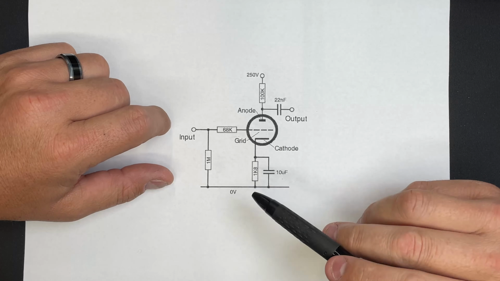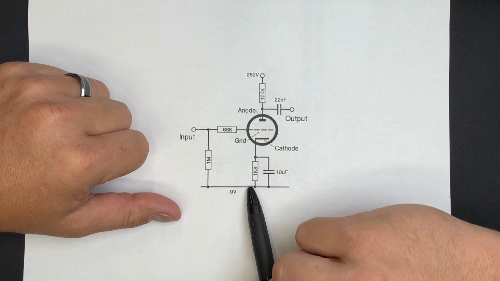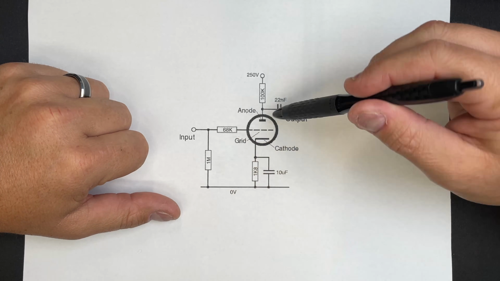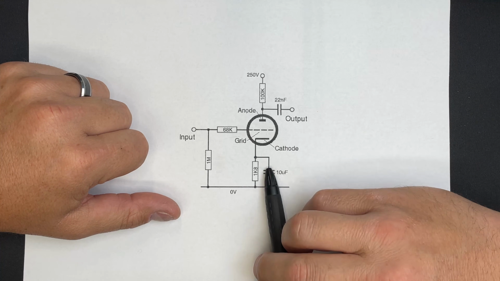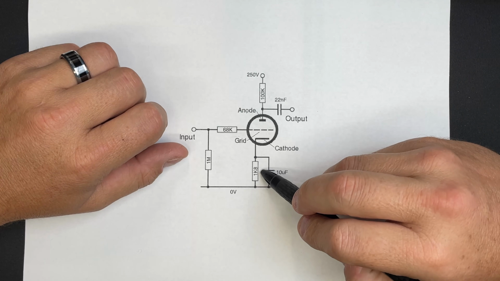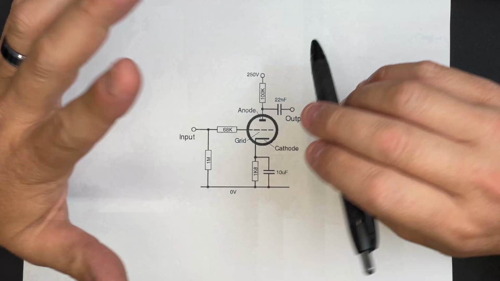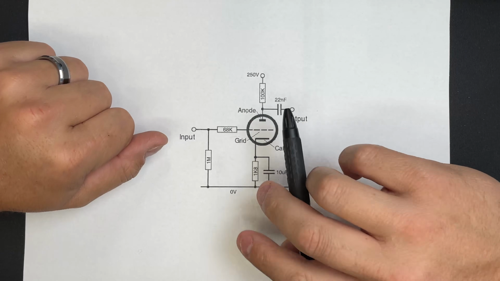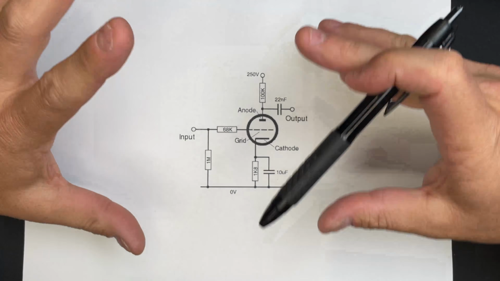Why is that? Again, electrons want to flow from ground or zero towards the HT or the plate. So the higher that resistance is, the less it's going to flow, right? Whereas if you go with a lower value cathode resistor, you get a little more free flow of electrons. Now that goes the other way though. It means that this stage will start to distort.